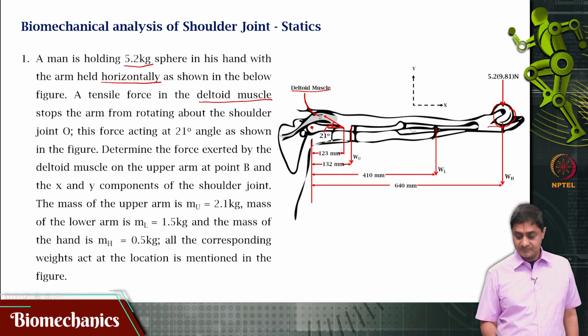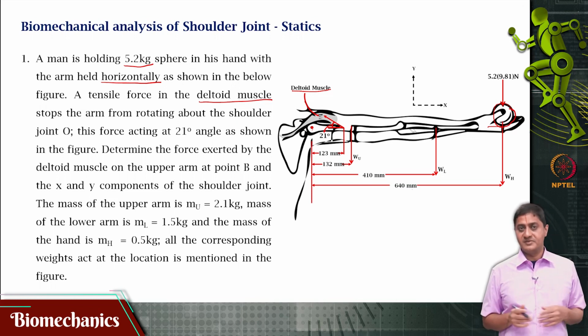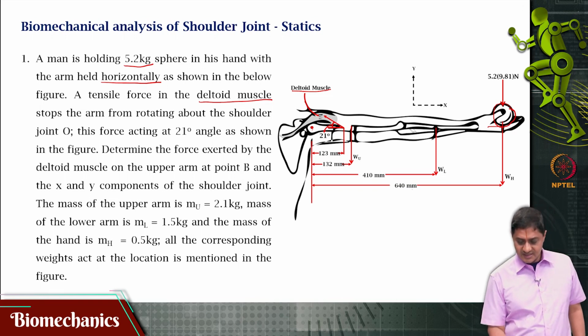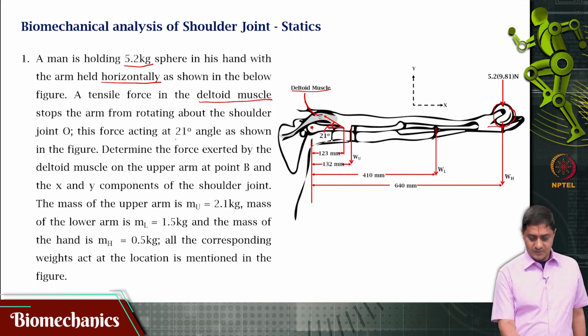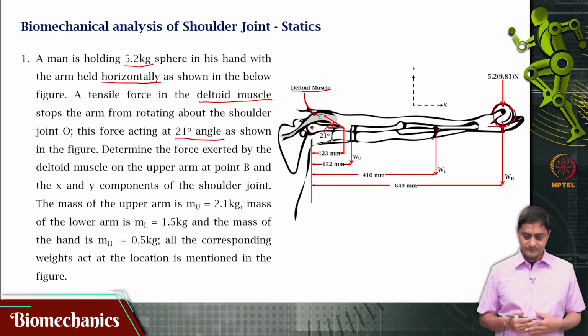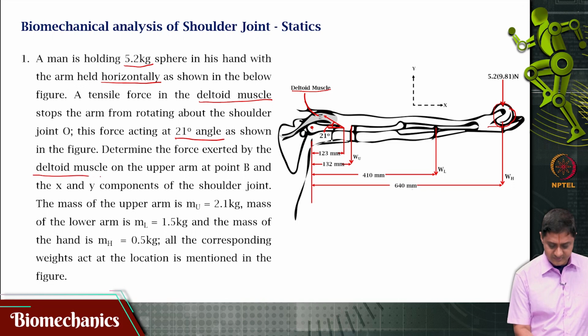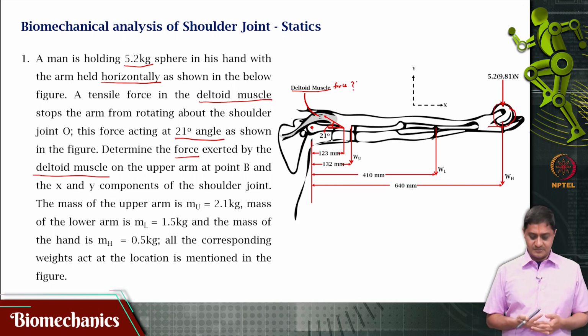That means that this deltoid muscle is producing a non-zero force to keep the whole arm in static equilibrium. This force is acting at an angle of 21 degrees, as shown in the figure. The question is, find the force exerted by the deltoid muscle. What is the force that is produced by the deltoid muscle?